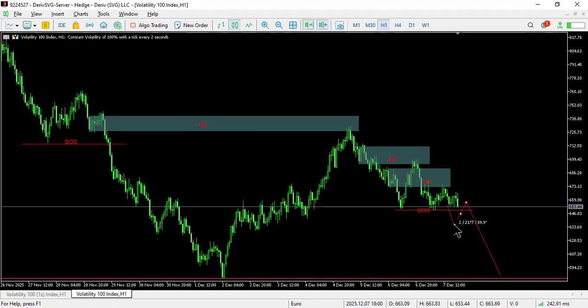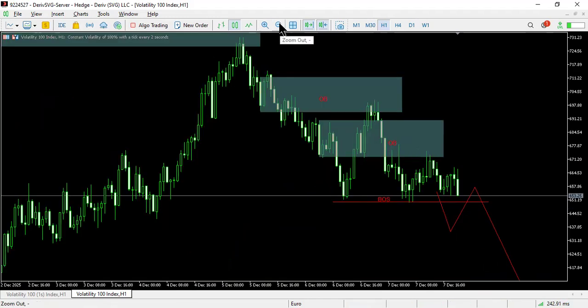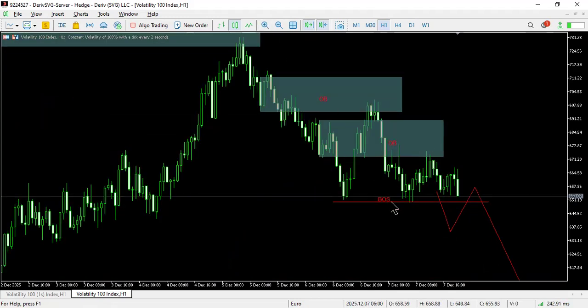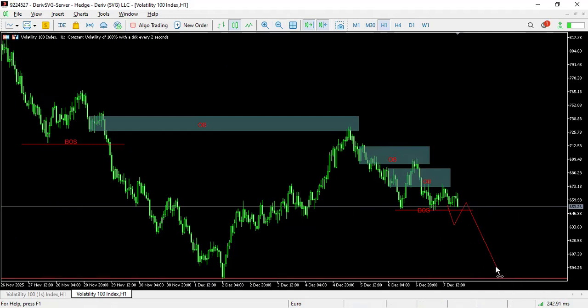So for now, there are no coordinates to give or instant execution, but we are just going to wait for price to break this low, and then go back, wait for a retracement to the order block, and then we can join this move to the downside as our bias is bearish.